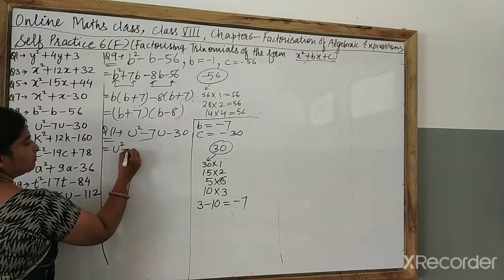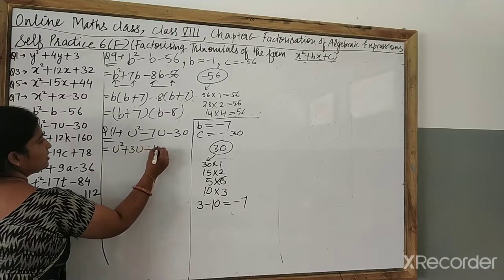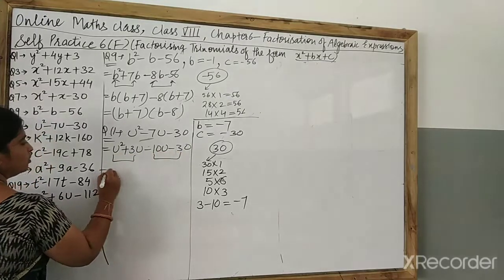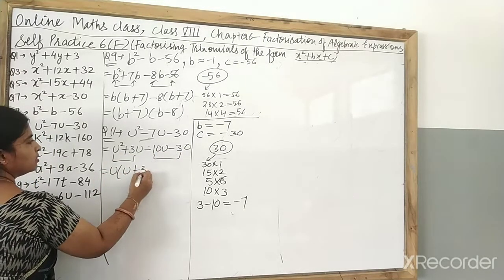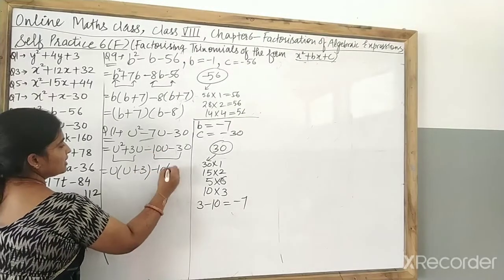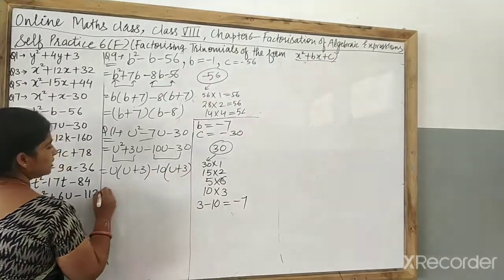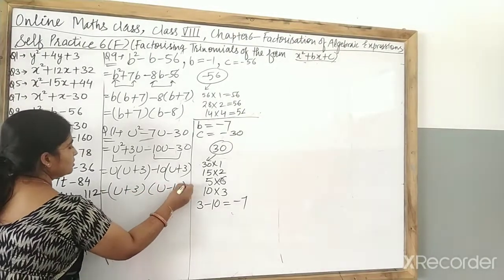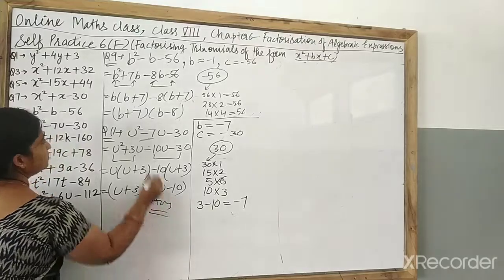That is plus 3u minus 10u minus 30. First two, last two. u is coming common. Now here 10 is coming common with minus sign, so minus 10 (u plus 3). So what is the answer now? (u plus 3) and (u minus 10). That is your answer. Okay.